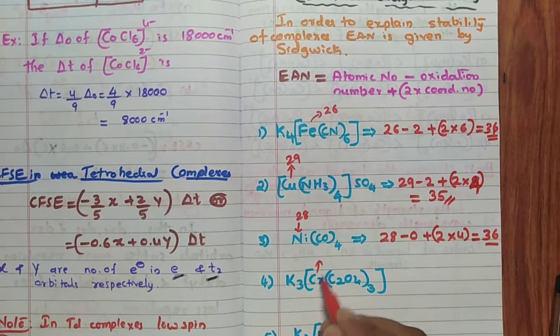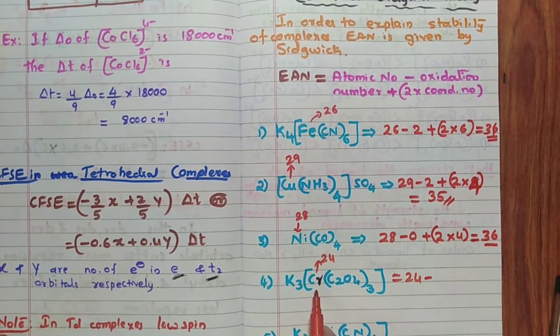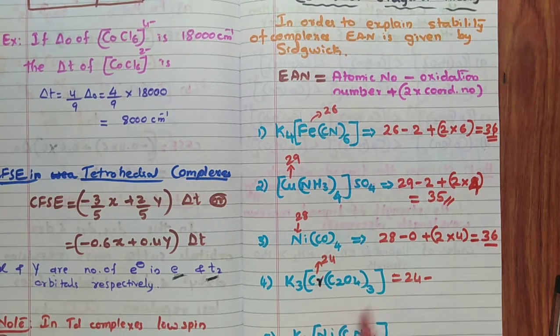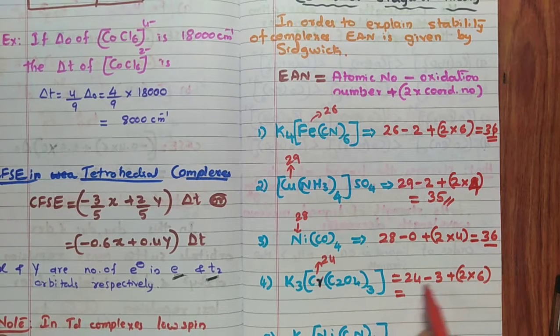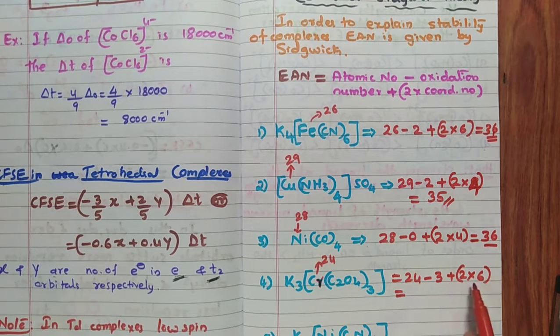Next, K3[Cr(C2O4)3]. For chromium, the atomic number is 24. Minus the oxidation state of chromium. How much is it? K3, plus 3 is outside, so the complex is minus 3. So x minus 6 is equal to minus 3. x is equal to plus 3. So 24 minus 3 plus 2 into the coordination number. See, it is a bidentate ligand. Remember, bidentate ligand, 3 into 2, 6. 6 is the coordination number. So 24 minus 3 is 21, correct? So 21 plus 12.